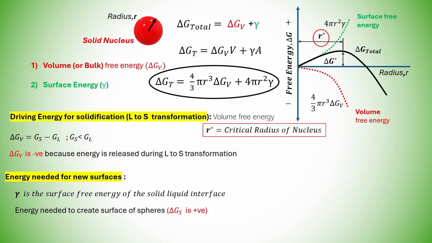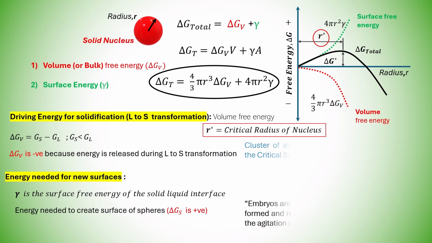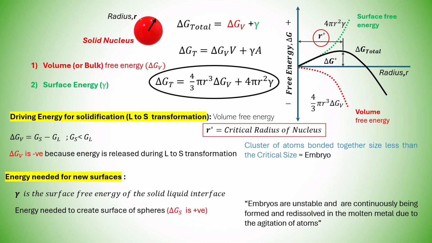In homogeneous nucleation, we frequently use the terms embryo and nucleus. The distinction between these two should be clear to us. An embryo is a tiny particle of solid that forms from the liquid as atoms cluster together. It is unstable and continuously redissolves back into the liquid. And a nucleus is a cluster of atoms having size greater than the critical radius and is capable of growth.